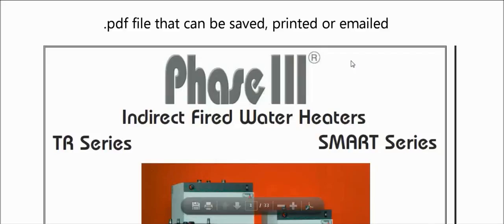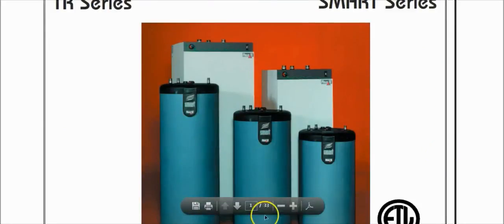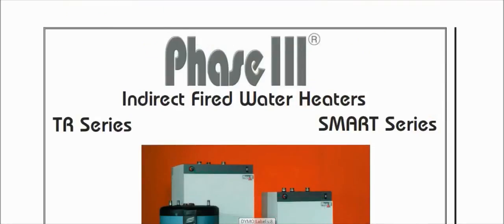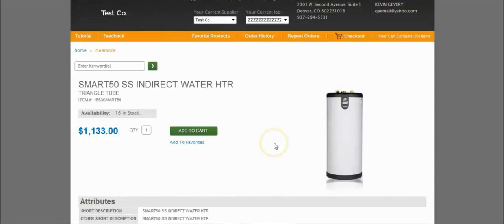and that would download a PDF file that provides me the installation sheet information for that item. In this case, it's 33 pages. I could save it, I could print it, I could email it. So depending on the item depends on what kind of rich data we have. In this case, we have a cut sheet, installation sheet, a spec sheet. But if it's a chemical, we could also have an MSDS sheet.